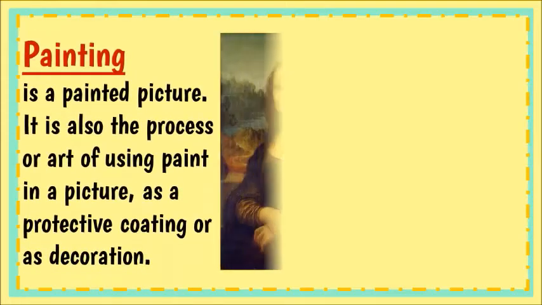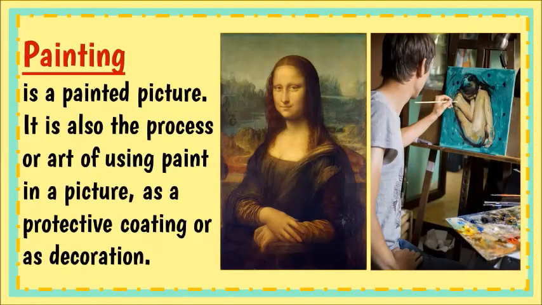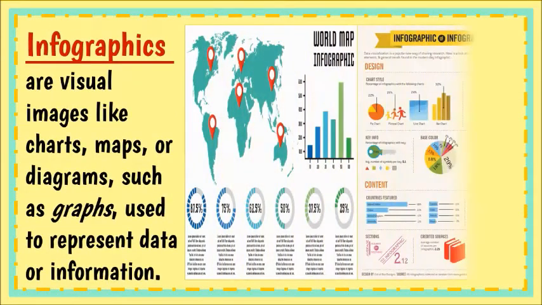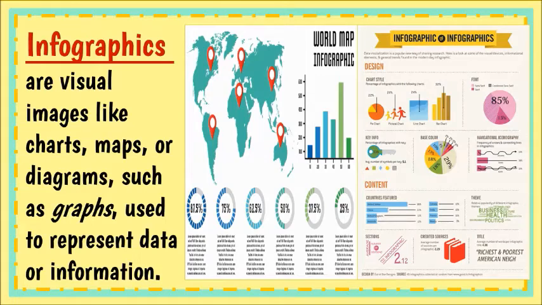Next is painting. Painting is a painted picture. It is also the process or art of using paint in a picture as a protective coating or as decoration. Next is infographics. Infographics are visual images like charts, maps, or diagrams such as graphs used to represent data or information. Another type of visual media is the video.